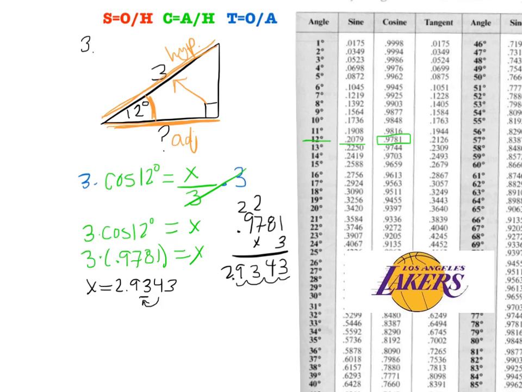And it doesn't, so I get x equals 2.93. And that's my answer. That's what the adjacent side is.